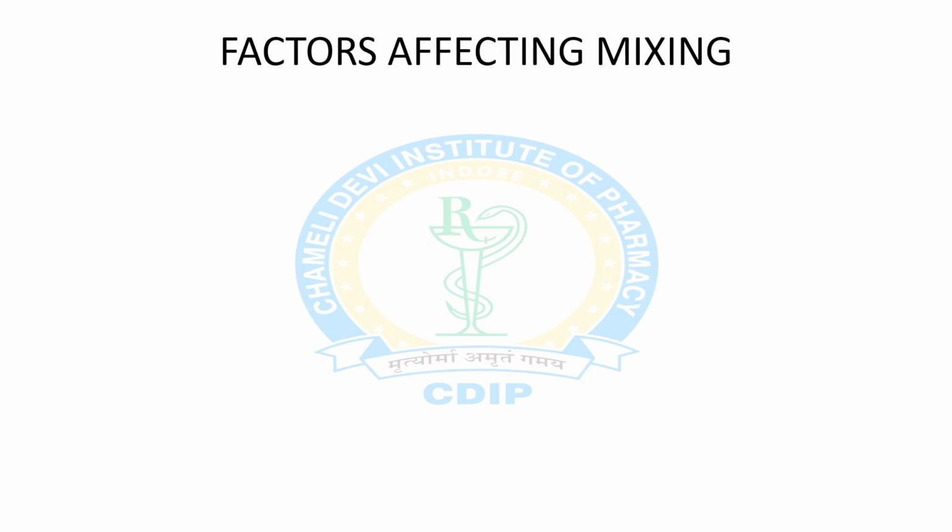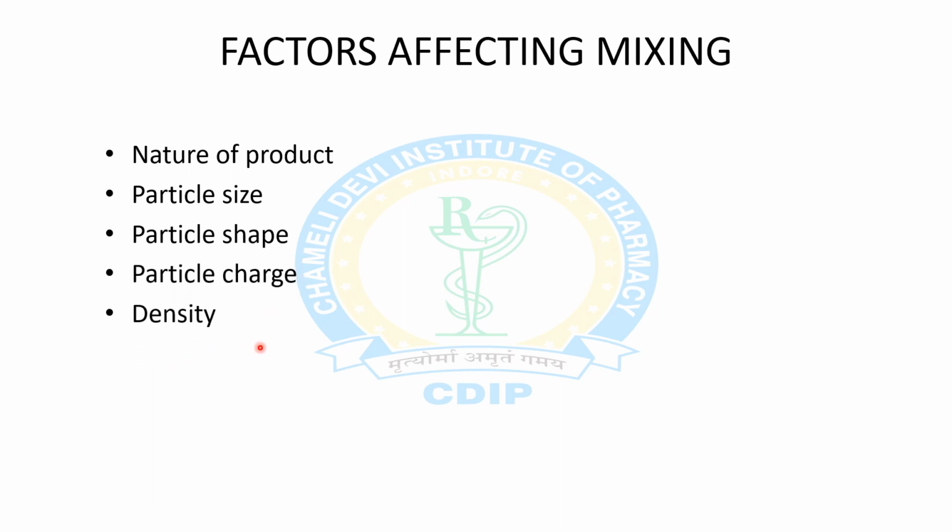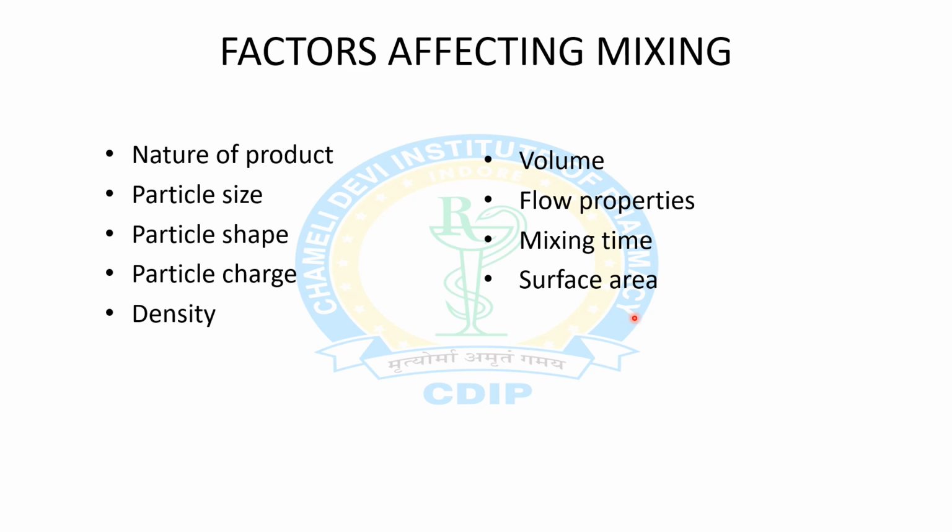Now let's see the factors that affect the mixing. First is the nature of product, then particle size, particle shape, particle charge, density, then volume, flow properties in case of powders, mixing time, surface area, and the mixing mechanism. So these are the factors that affect the mixing.